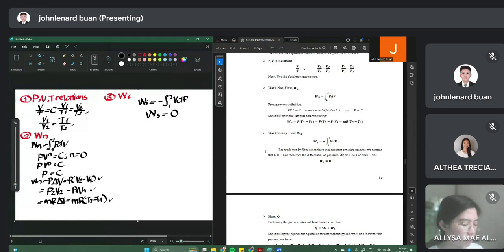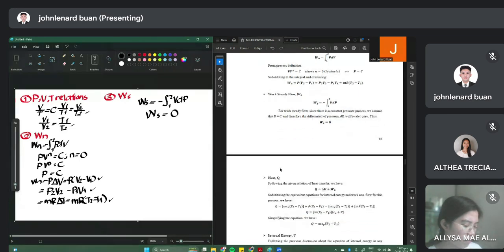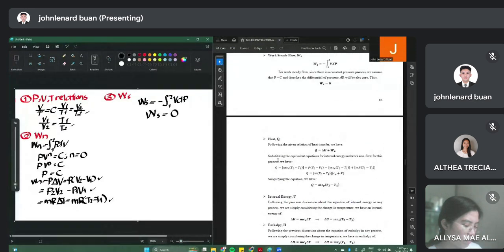Nagkakaintindihan po tayo? Even if that is 0, it can still be asked in the problem, and the answer is just simply equal to 0. Okay po?